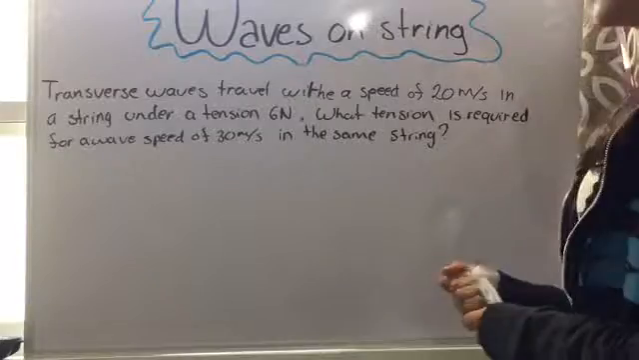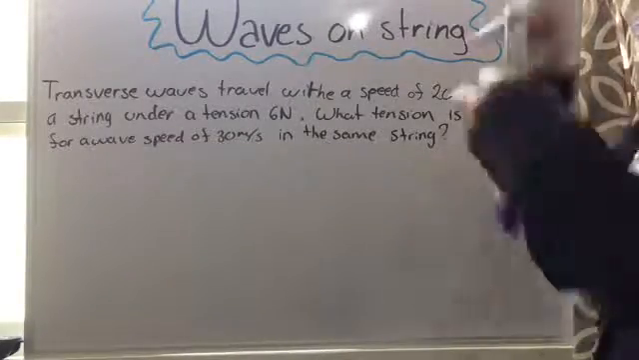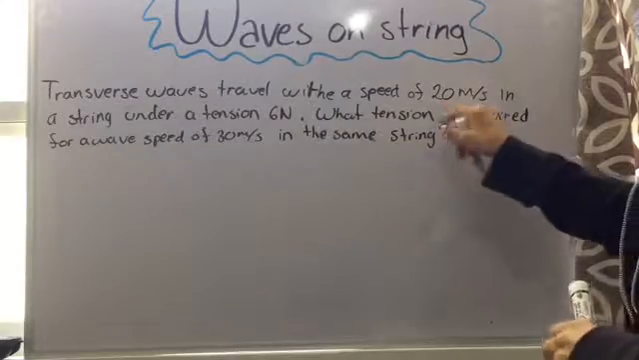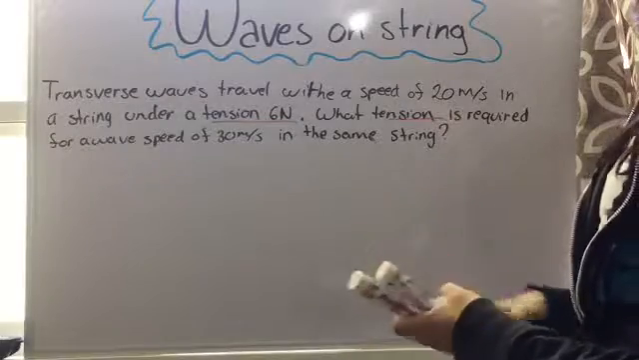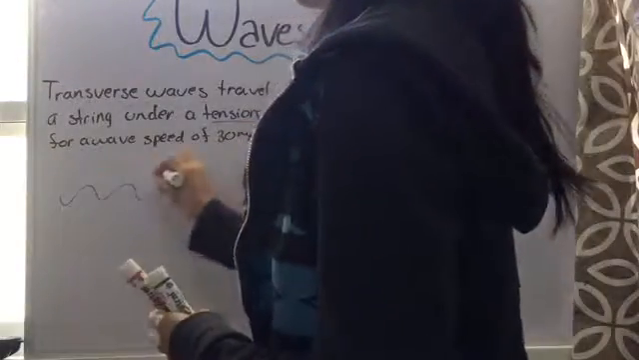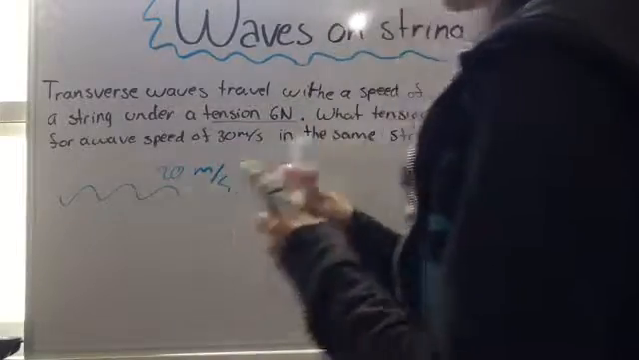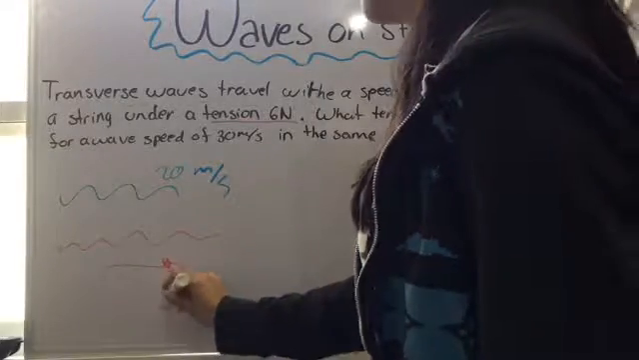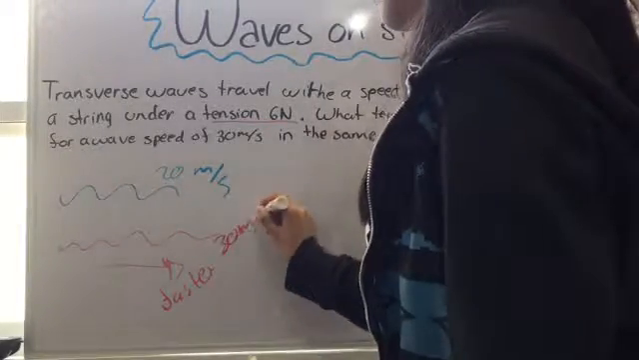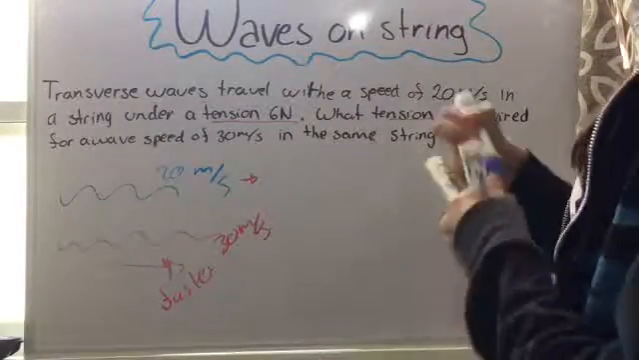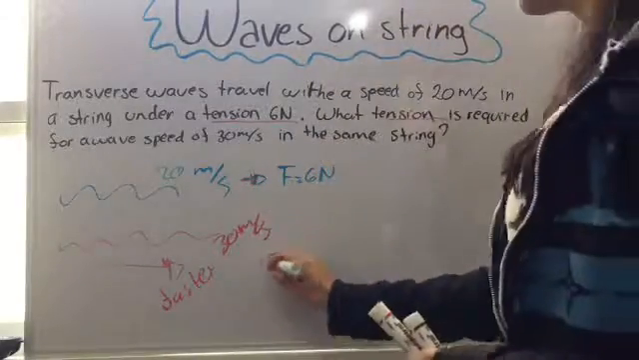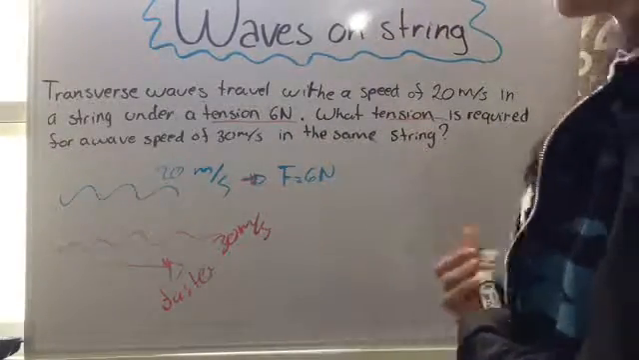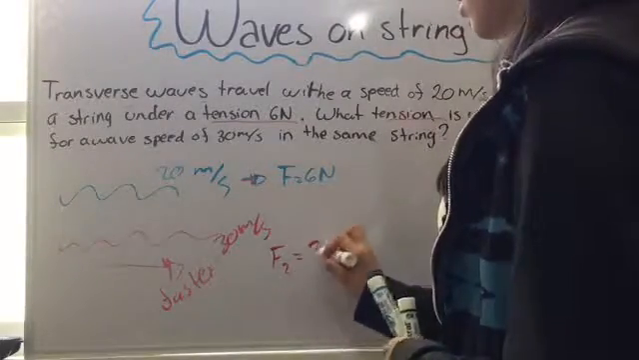Hi guys, today we'll solve this problem that I wrote up here. So they're asking us for the force of a string when we change its velocity. At first we had a 20 meters per second velocity with a tension of 6 newtons, and then they are asking us for that same string to go faster, at 30 meters per second. So they are already giving us the first tension of 6 newtons, and now we want the second tension of the same string, but at this new velocity.